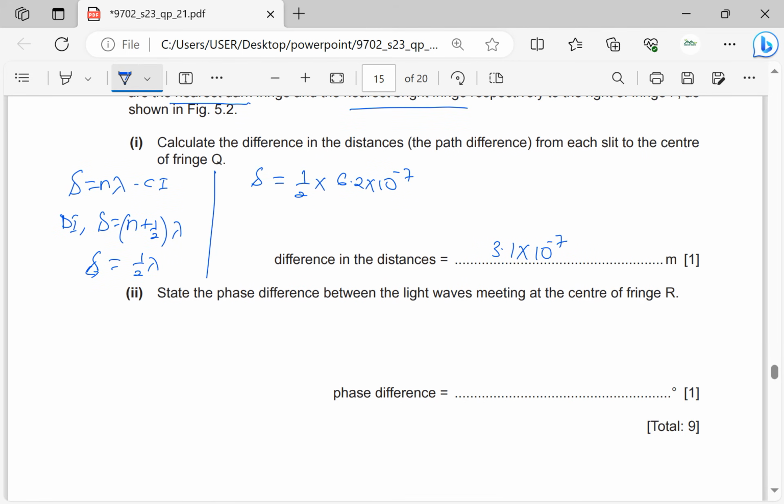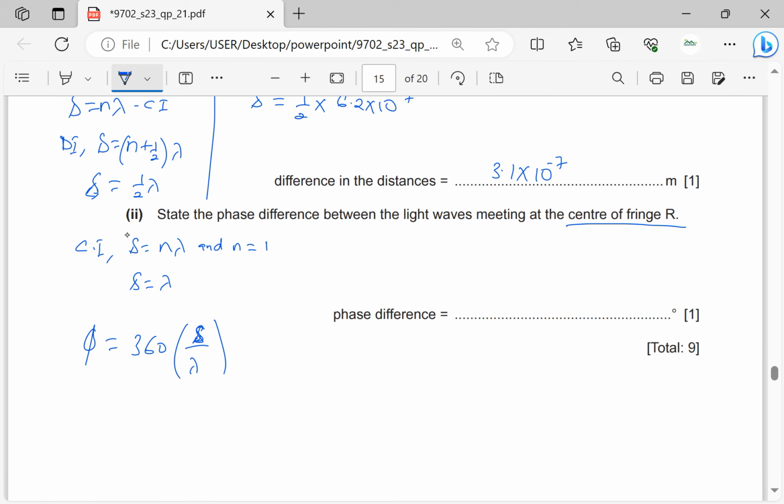Now the phase difference between the light waves emitting at the center of the fringes. That is constructive. So for constructive interference, we know that the path difference is equal to n lambda and n is equal to 1, because n equal to 0 is the one which is at the center. So the path difference is going to be the wavelength. So the phase difference is going to be 360 times the path difference over wavelength.